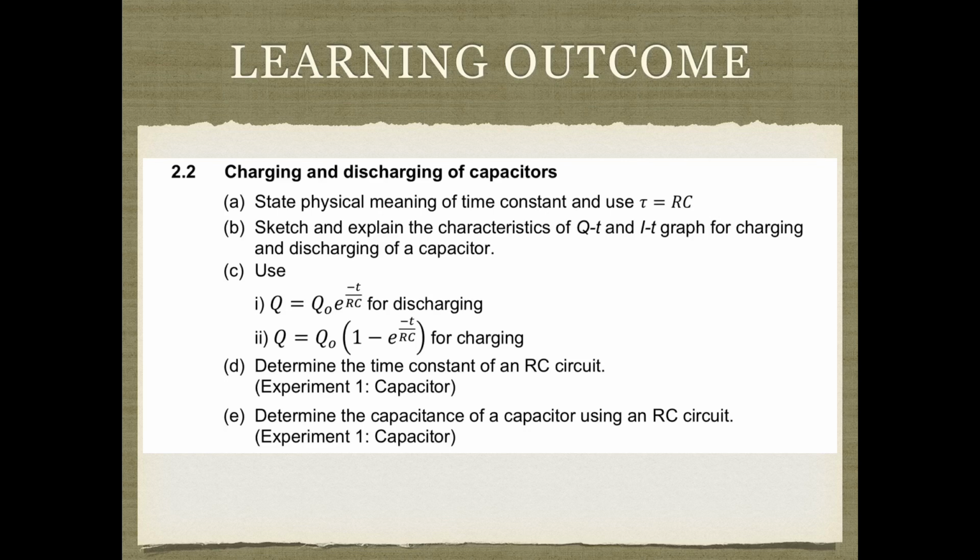Charging and discharging of capacitors. State the physical meaning of time constant. Use tau equal to RC. Sketch and explain the characteristics of the Q-t and I-t graphs for charging and discharging of a capacitor. Use the equations for discharging and charging. Determine the time constant of an RC circuit by experiment.